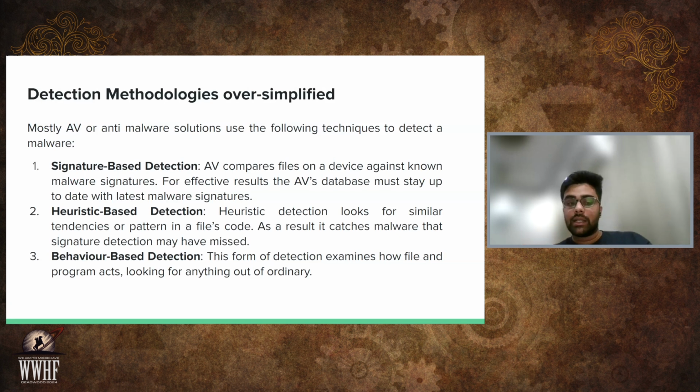So within these three detection techniques, signature-based and heuristic-based detection techniques are a form of what we can also call static detection. And similarly, heuristic and behavior-based detection can also be used in dynamic detection, or we can call them dynamic detection techniques.